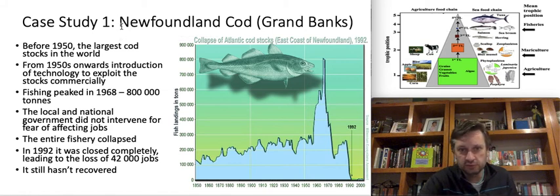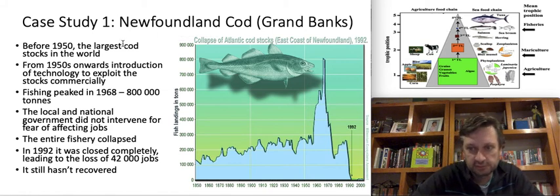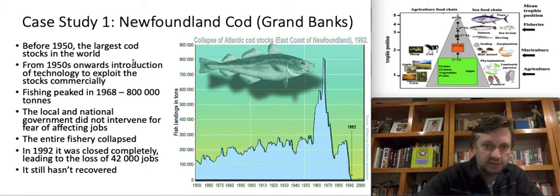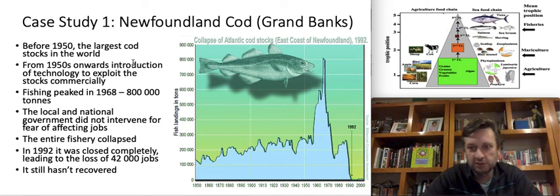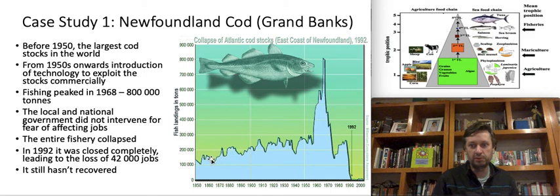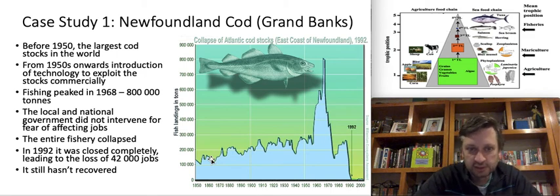In terms of Newfoundland cod, this is obviously in Canada, northern Canada, also called the Grand Banks fishery. In the 1950s, it was pretty much the largest cod stock known in the world. It was very easy to fish, and therefore a huge industry grew up in Canada, in Newfoundland, to exploit it.